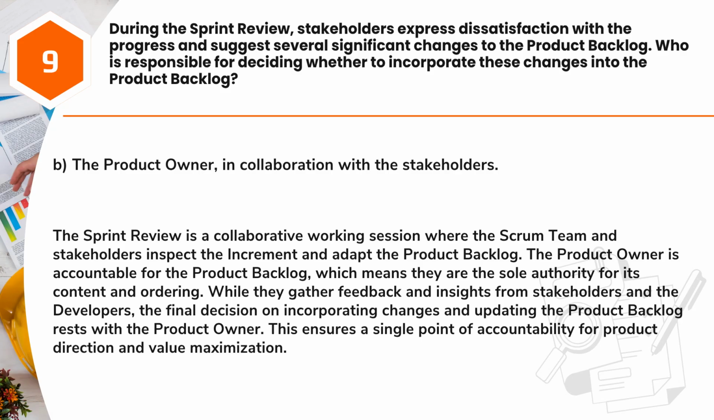Answer, B. The product owner, in collaboration with the stakeholders. The sprint review is a collaborative working session where the Scrum team and stakeholders inspect the increment and adapt the product backlog. The product owner is accountable for the product backlog, which means they are the sole authority for its content and ordering. While they gather feedback and insights from stakeholders and the developers, the final decision on incorporating changes and updating the product backlog rests with the product owner. This ensures a single point of accountability for product direction and value maximization.